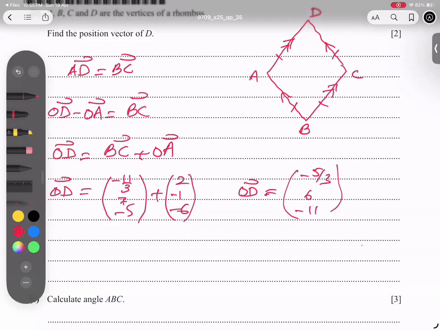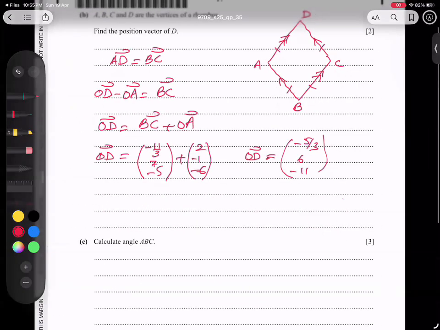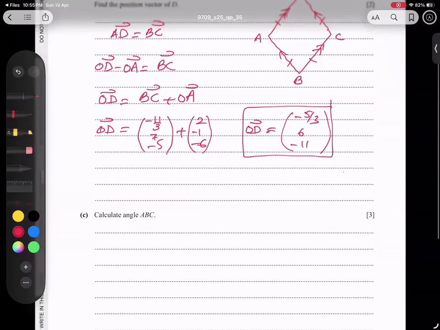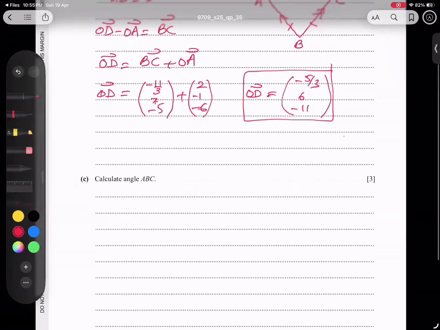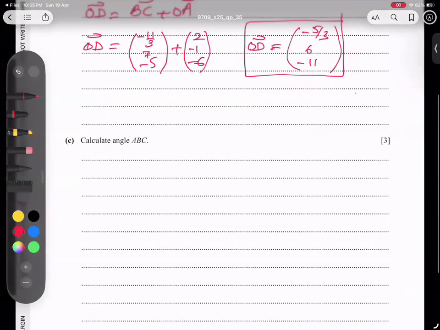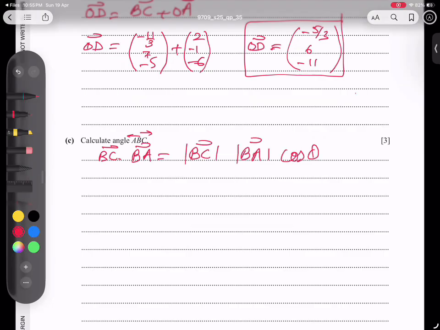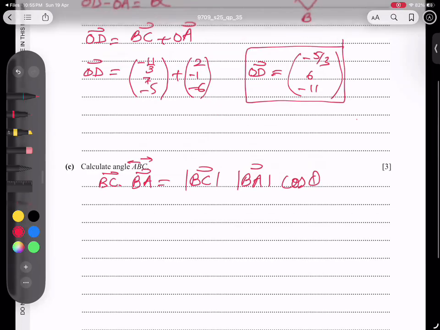So these D points are very clear. You can leave it in this format, Alhamdulillah. So this part is also clear. And let's talk about angle ABC. How to get angle ABC, students? What formula do we have? From the middle letter go outside. For example, BC dot BA is equal to BC magnitude times BA magnitude times cos of the angle between them.